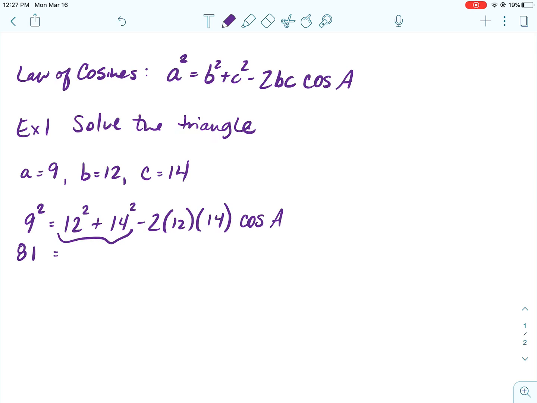So what I'm going to do, go ahead and square 9. All right, then I'm going to square 12 and 14 and add them together, and that's going to give me 340. Then I'll go ahead and multiply 2 times 12 times 14 and get 336.